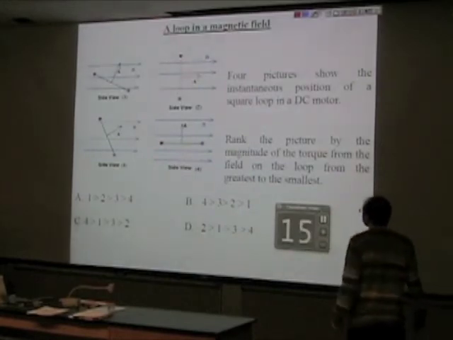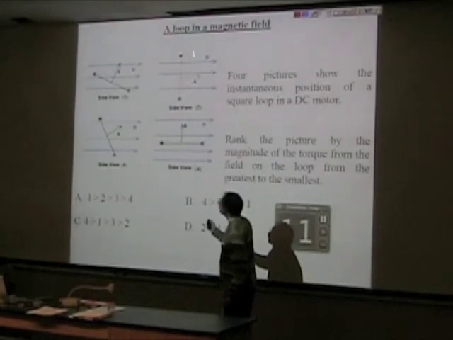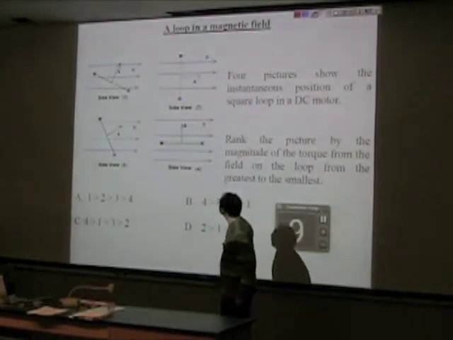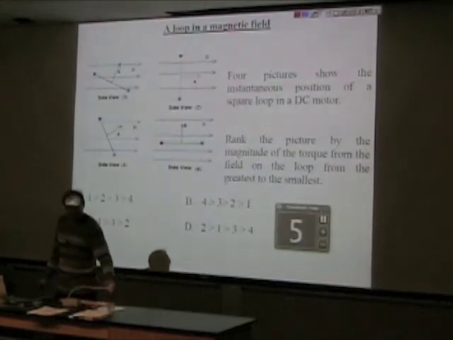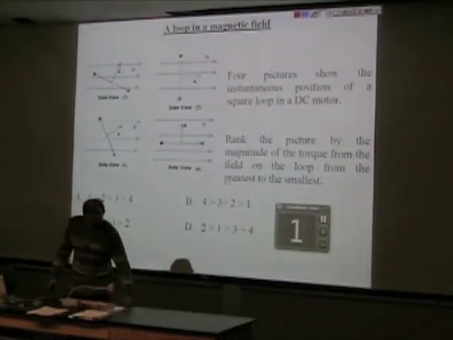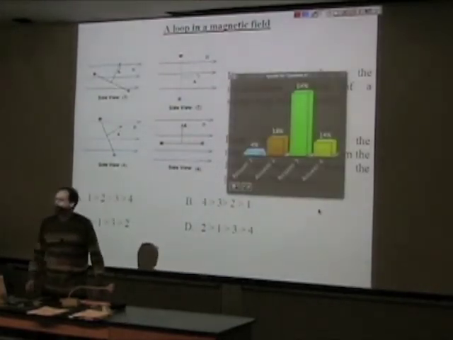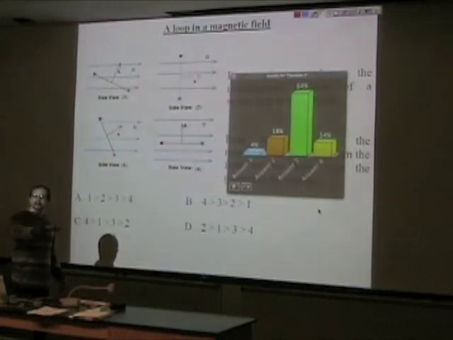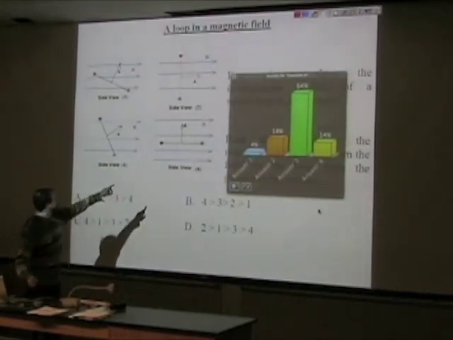But for this question, area is not important. It's the same for all loops. What's important is the orientation. You also could remember my experiment. In my experiment, the loop is horizontal and magnetic field lines are horizontal. And this orientation, number 4.